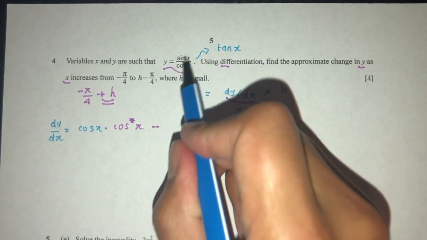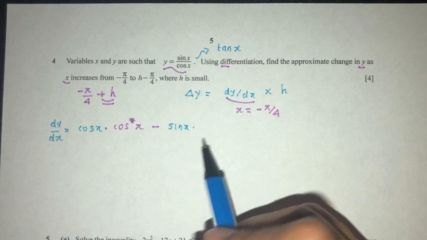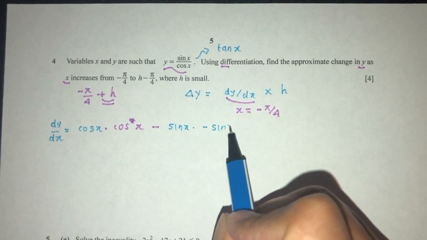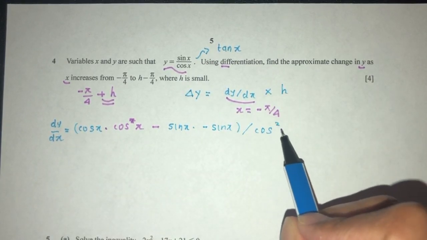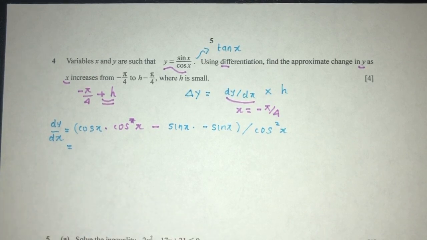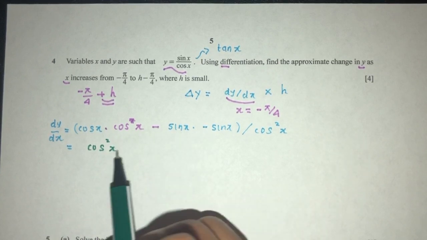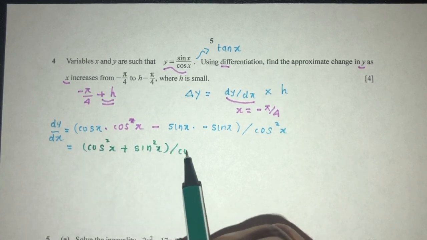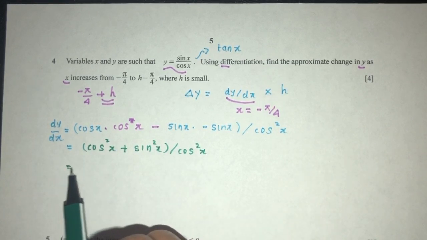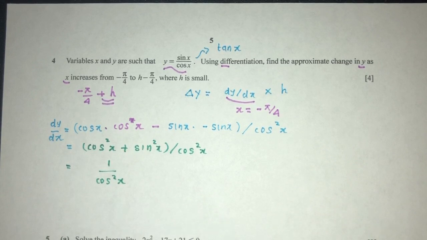And then you have to minus. Then we write this one as it is, which is sin x, and then we find d by dx of this one. That will become minus sin x. And everything divided by the square of the base, that will be cos square x. Now this will become cos square x plus sine square x, and then everything divided by cos square x. Now we can simplify. What is sine square x plus cos square x? It is 1 over cos square x. Here you go. So now we have dy by dx.